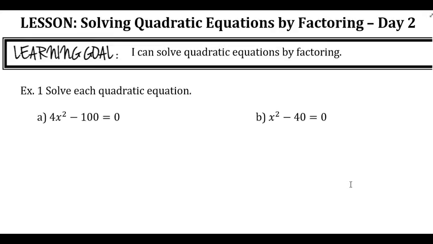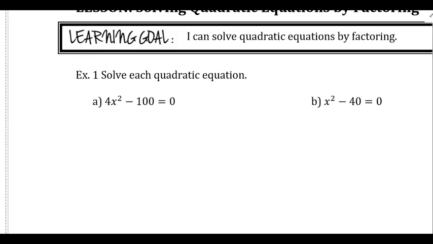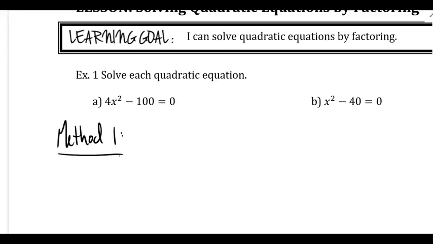So this first one, how would you solve it? What do you notice about it? Does anybody, what would be your first step for solving a question like this? It doesn't matter what we start with here. So we're going to call this method 1. Alan, you had your hand up. What were you going to say? First, common factor. Very good. So it has a common factor of 4, and I'm left with x squared minus 25.